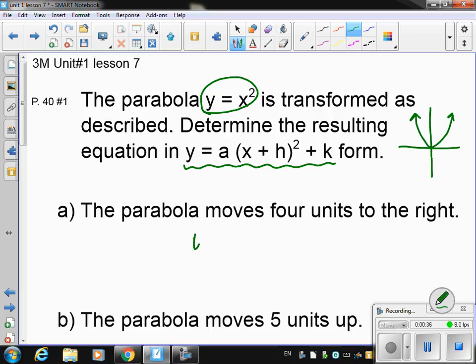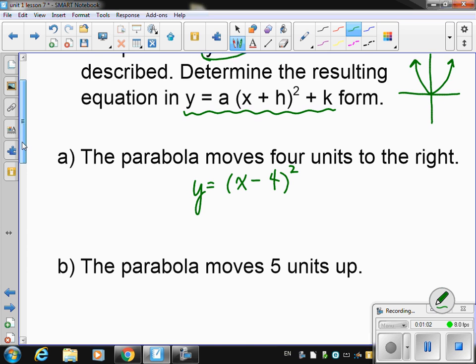And the question states it is 4 units to the right. So when I read that, I know that that is a horizontal change. That means it's going to be in with x, or in the brackets. So if I'm going to the right 4, I know it's going to be either x plus 4 or x subtract 4. Horizontals are always that backwards thinking, so it would be x subtract 4 squared.